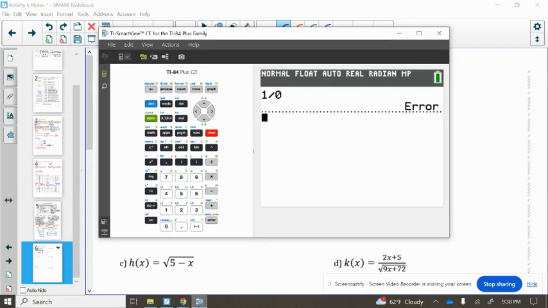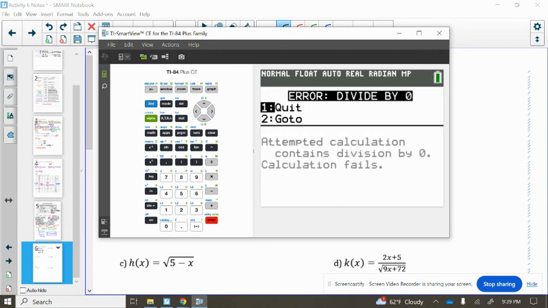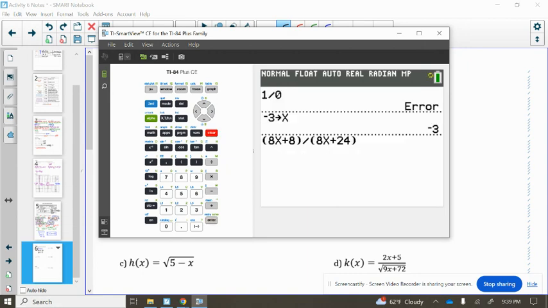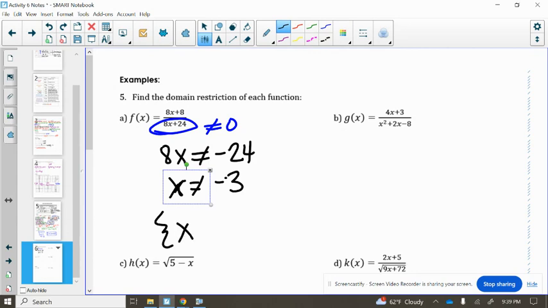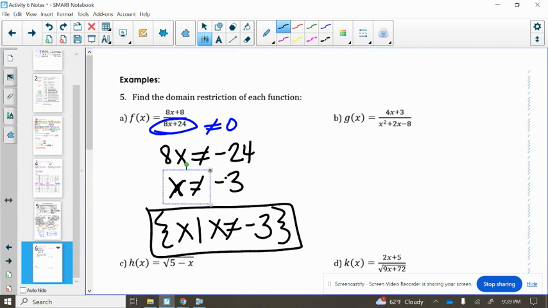For instance, if we had -3 stored as that x value, and the top of the fraction was 8x plus 8, divided by the 8x plus 24, we're going to get an error message because we had that division by 0. So -3 causes us the issue, so we would say that cannot be in our domain.